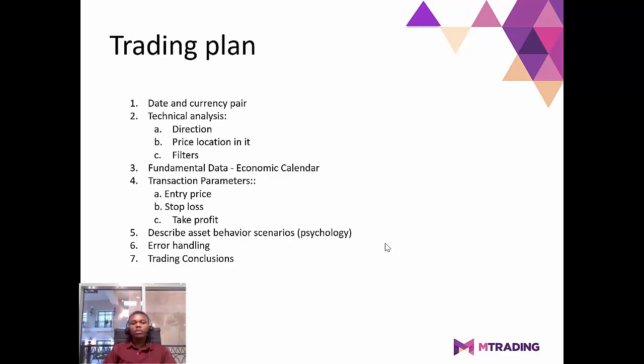Number seven is trading conclusion. Now you see what happened in the market generally, and you have to look at this and summarize the conclusion of what it looked like for this trading day or trading session.